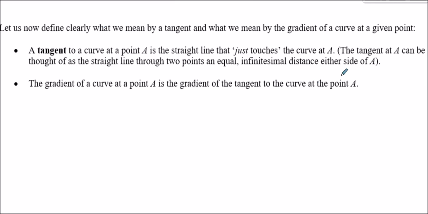Now, a slightly better definition is that the tangent at any point A can be thought of as the straight line through 2 points an equal infinitesimal distance either side of point A, where infinitesimal just means so small it's too small to measure. And the gradient of a curve at point A is one and the same thing as the gradient of a tangent to the curve at that point A.